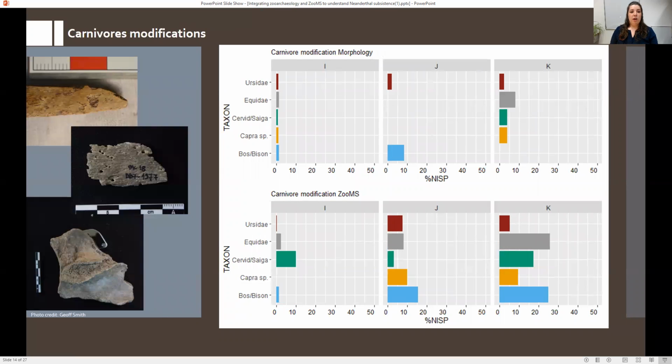The opposite pattern of the anthropogenic modification is observed here. So here is shown the proportion of bones modified by carnivores for the dominant taxa from layer K to I. We seem to have a decrease of bone modifications made by carnivores from layer K to I, showing a change in the occupation of the site and/or the competition and relation with carnivores. This is particularly visible from the ZooMS data, which nicely fills the gap in the morphologically identified assemblage, notably for layer J.